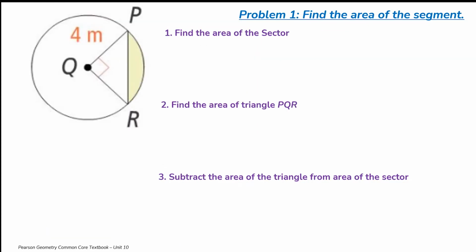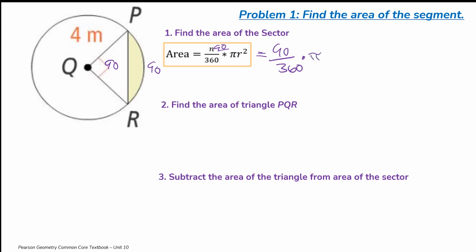Let's take a look at problem 1 here. It says find the area of the segment. So of course, first we want to find the area of the sector, and we use this formula here. And if you're not familiar with how to find the area of a sector, please see my video finding the area of a sector in circles. N, of course, is the arc measure. All right, so it's going to be 90 because this is a right angle. So this is 90 degrees, so our arc is 90. So that would be 90 divided by 360 times pi. My radius here is 4. So 4 squared, pi r squared.